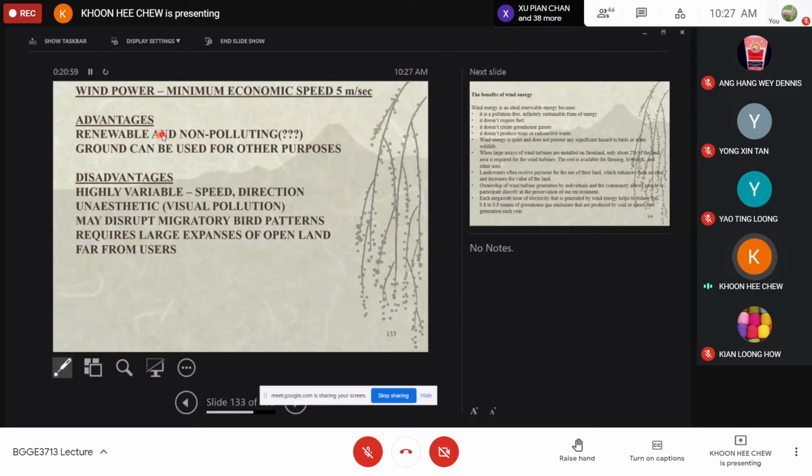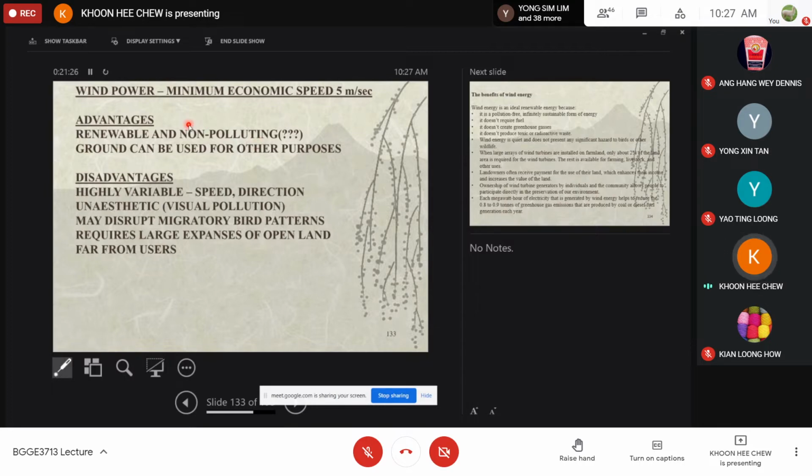Advantages: it is renewable and non-polluting. Again, same as the hydroelectricity power generation plant, is it really non-polluting or not? When you want to build this wind tower, wind turbine, you need a big piece of land, and you cannot have a high-rise tower nearby because a high-rise tower will block the wind and slow down the speed of the wind. So this also indirectly causes land pollution.